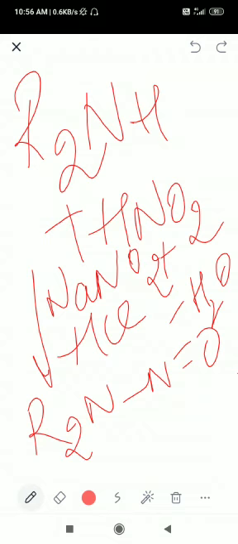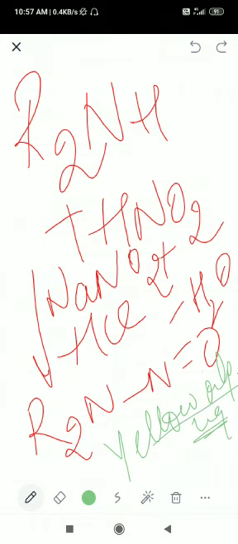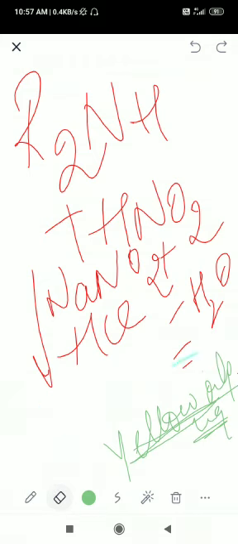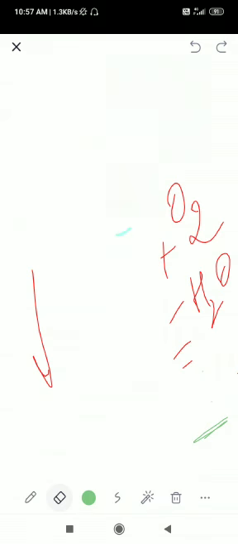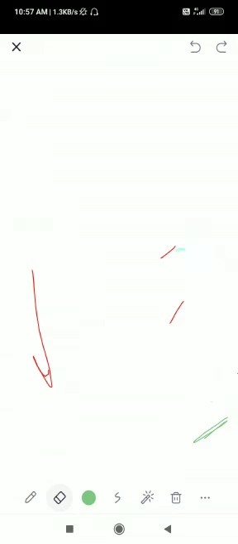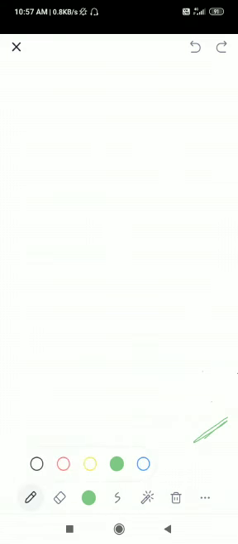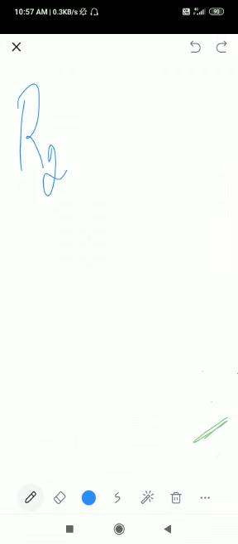This is a yellow oily liquid. Remember, very important, yellow oily liquid. So if we get the yellow oily liquid, then we can tell that it is a 2-degree amine, but we have to do something else also for that. What we got was R2N=O.